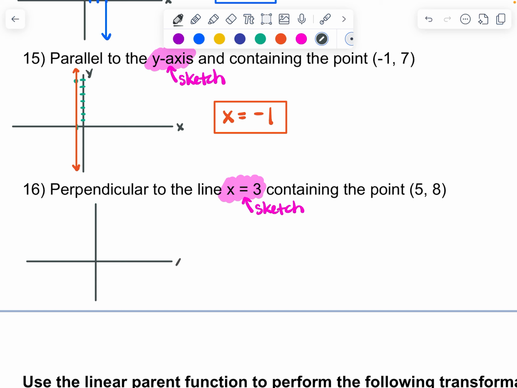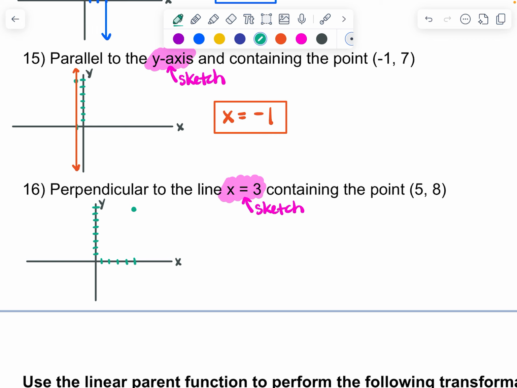Okay, so here's my x-axis, here's my y-axis. They want us to go through the point 5, 8. So if you want to go ahead and plot that point, you certainly can. 1, 2, 3, 4, 5. So we're going right 5, and 1, 2, 3, 4, 5, 6, 7, 8. So right 5, up 8. So we're wanting to go through this point right there.